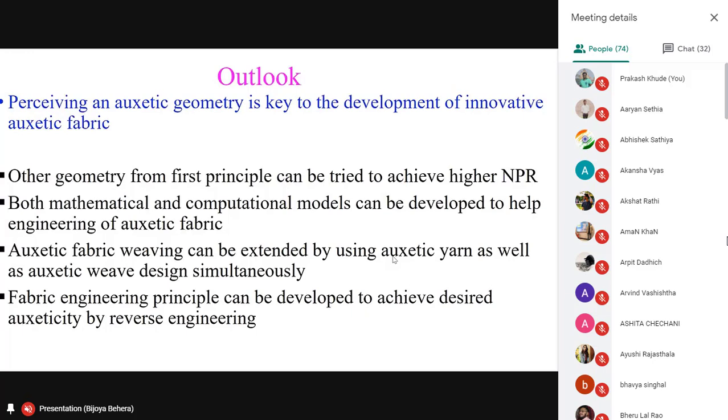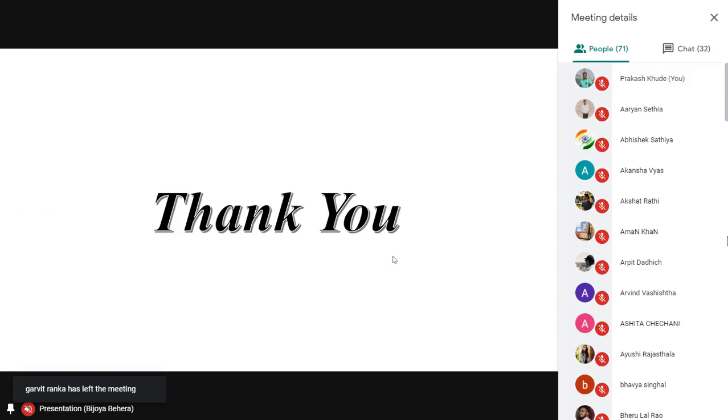Similarly, as a weaving technologist, can you develop a weave design? Can you develop a geometry which will produce NPR, meaning negative Poisson's ratio? That is your challenge. So develop an auxetic geometry, convert that geometry into a weave design with a CAD system, convert that weave design into a fabric by weaving, test the auxetic value, see how much NPR it is giving, and use this NPR value for any end-use application you want. That is all about auxetic structure.